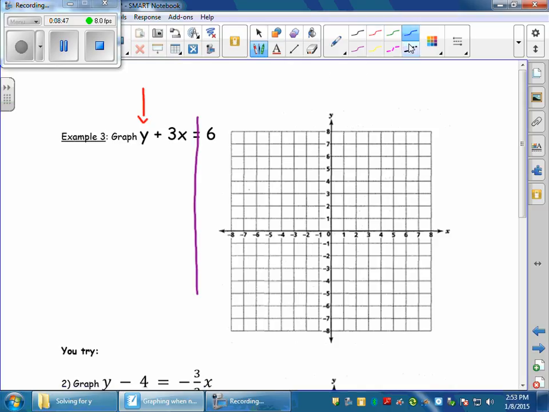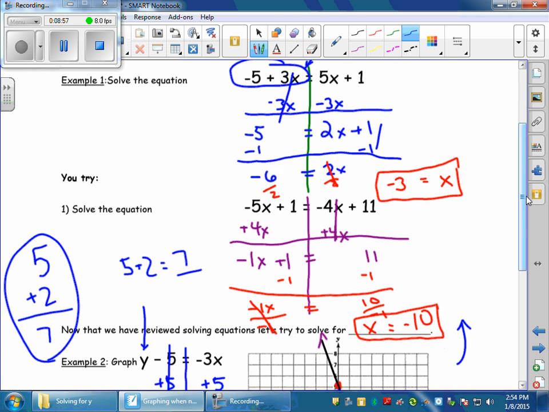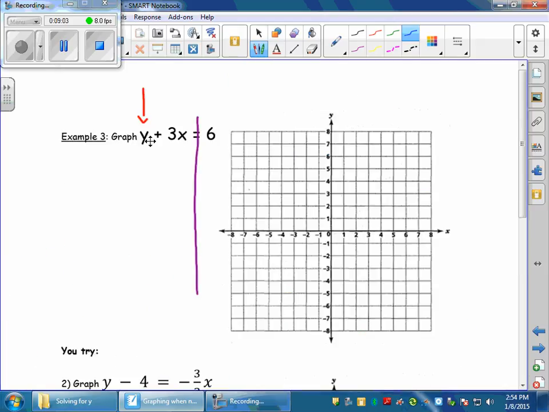Well, what's making it so it's not by itself? I have this positive 3x. Well, just like before, how do I get rid of a 3x? Back on this last problem, how did I get rid of this 3x? Well, I subtracted 3x. So over here, I'm going to subtract 3x. But if I do it on this side, the rules of equations say I need to do it on this side. So I'm going to subtract 3x from both sides.